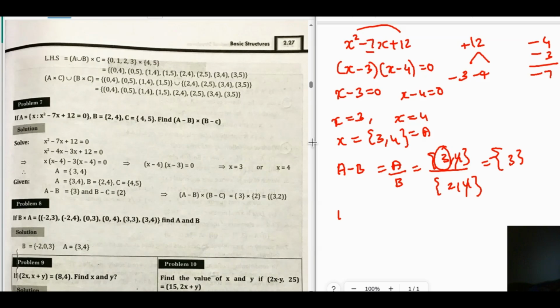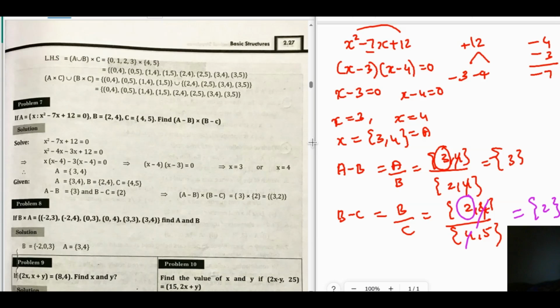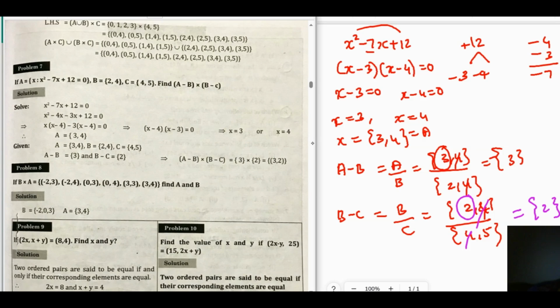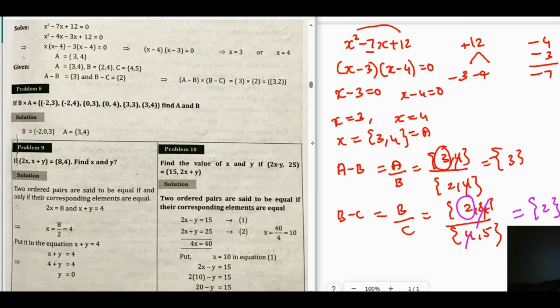The same way b minus c also can be done. B by c. What is b they have given? B is 2 comma 4 and divided by 4 comma 5. So what is common we have, that will get cancelled. Then what is remaining in the numerator will be your answer, that will be 2. Then the same way you will be finding the next one. What are the values of a and b? A is all the first elements which are there, minus 2, 0 and 3. Since b is in the first, the b value will be minus 2, 0 and 3. Then the second element is 3, 4. Then a value will be 3 and 4.